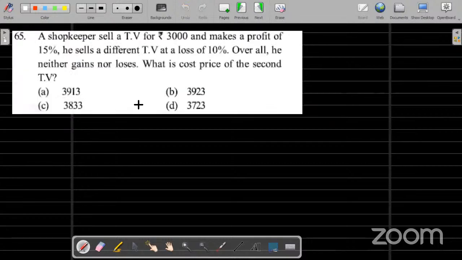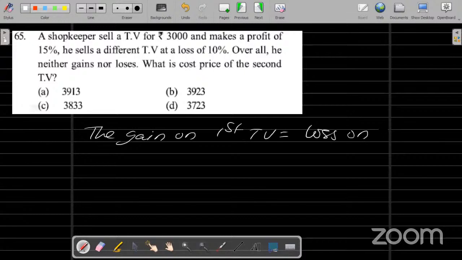Next question. A shopkeeper sells a TV for 3,000 and makes a profit of 15%. He sells a different TV at a loss of 10%. Overall, he neither gains nor loses. That means the gain on the first TV is exactly equal to the loss on the second TV. That is the meaning of on the whole transaction. What is the cost price of the second TV?